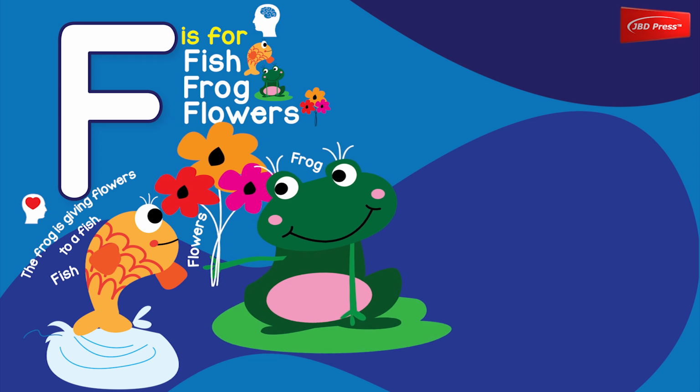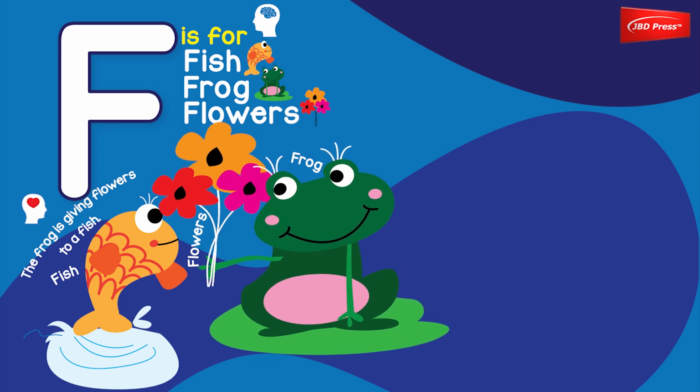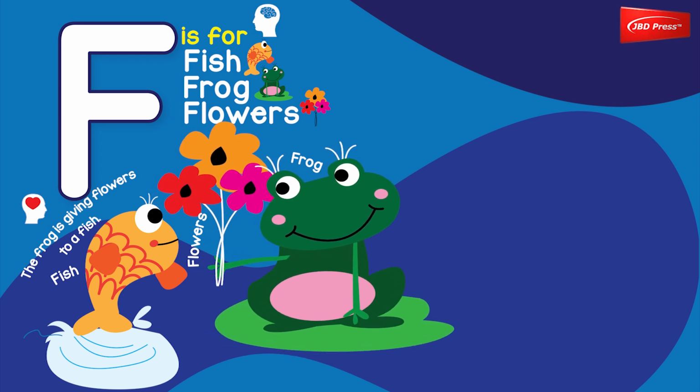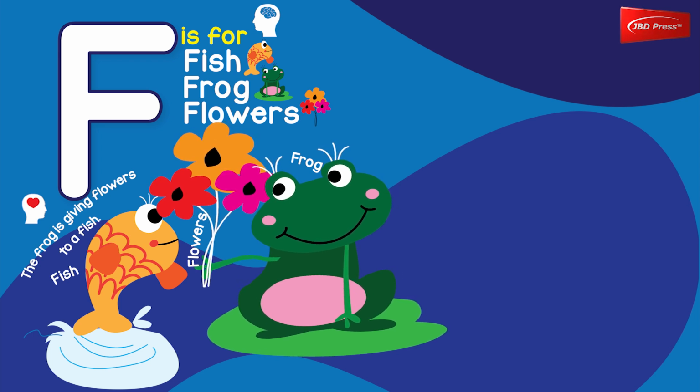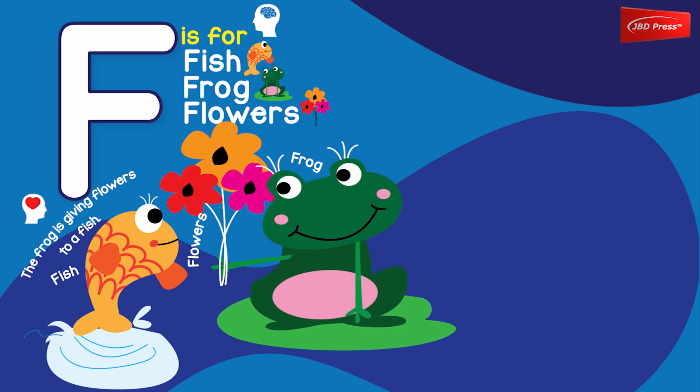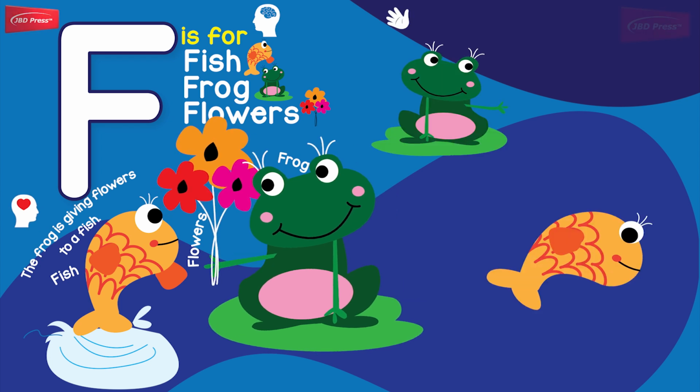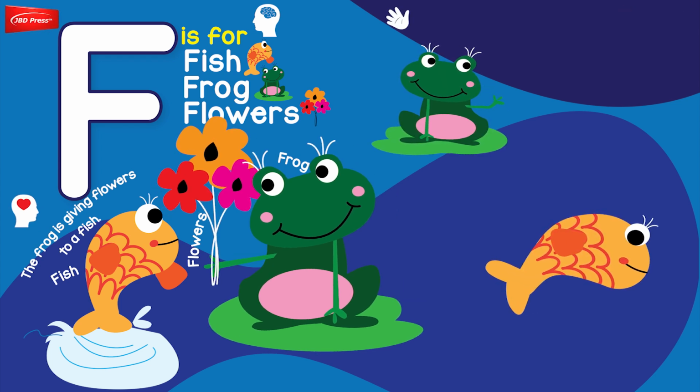The frog is giving flowers to a fish. They both look very happy. Isn't it? Looks like the fish swam away.